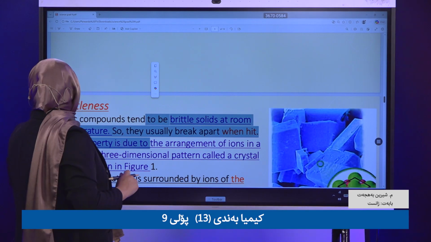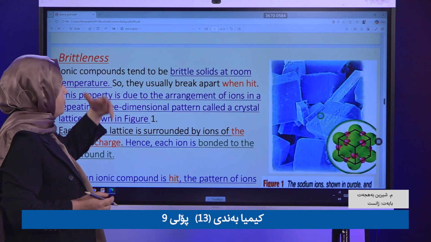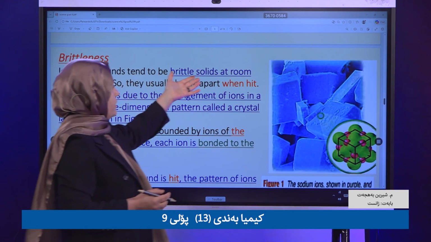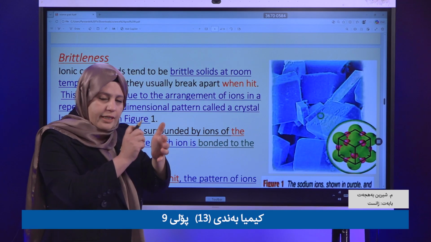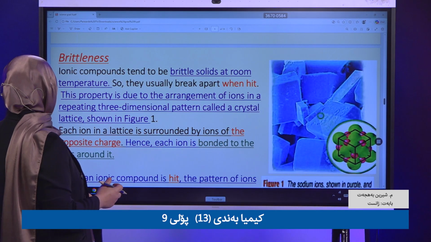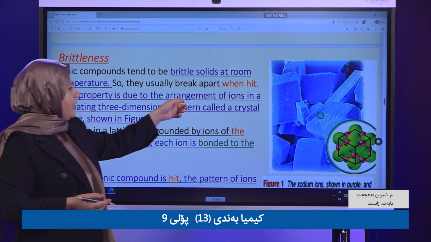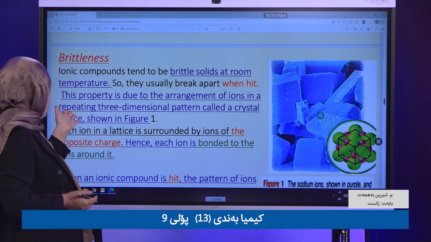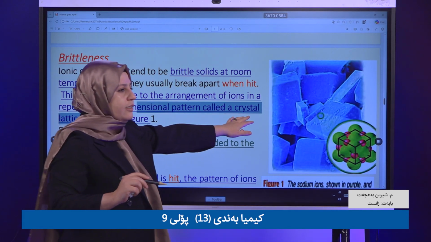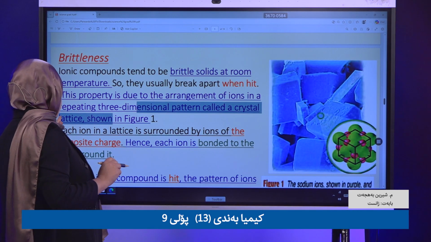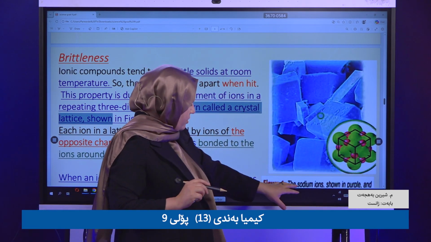Okay, let's go to the first property, which is brittleness. What is brittleness? Any ionic compound tends to be brittle at room temperature, and they usually break apart when a bit of heat starts. This property is due to the arrangement of ions repeating in a three-dimensional pattern called a crystal lattice. Look at this picture. This is the crystal lattice. This picture is important.